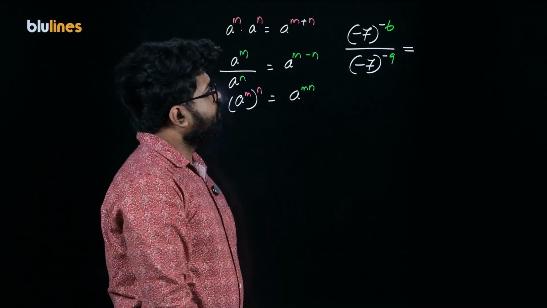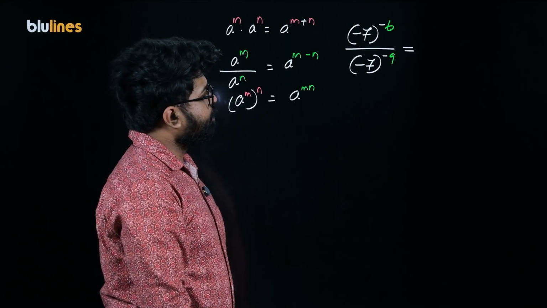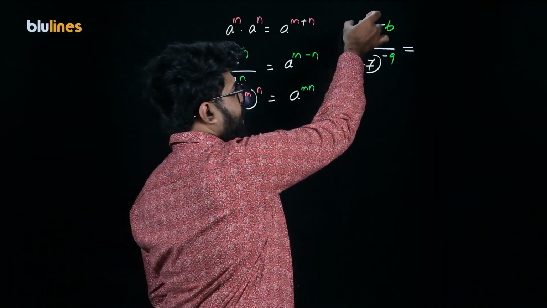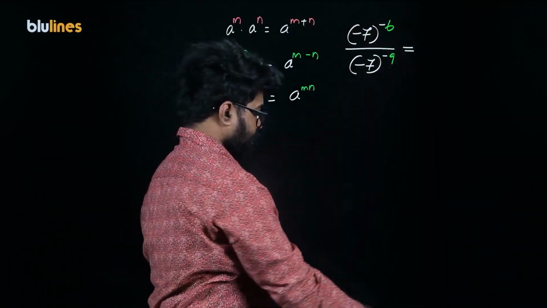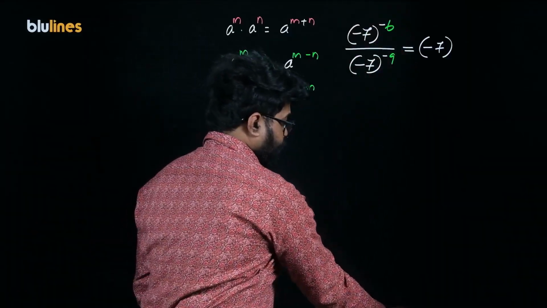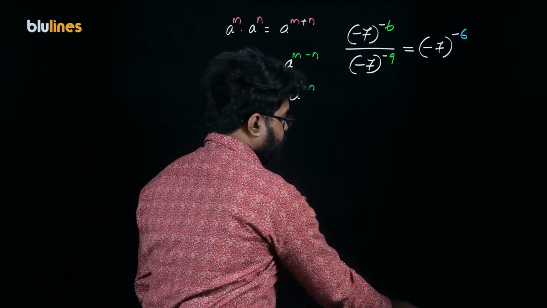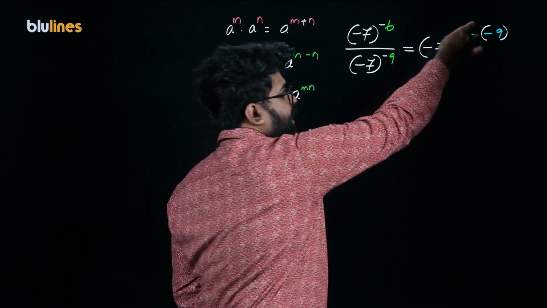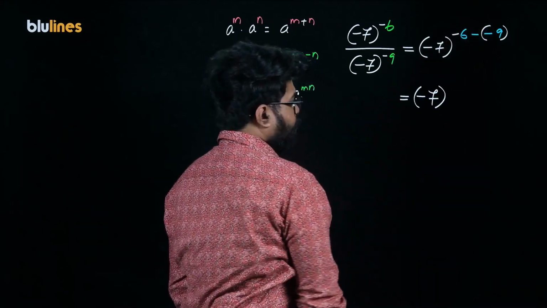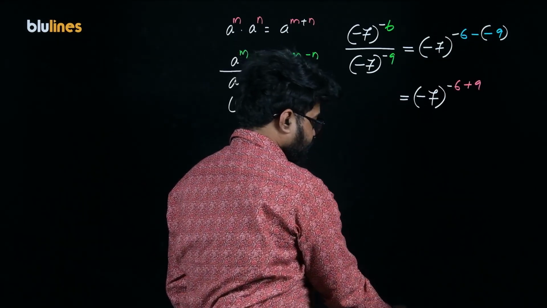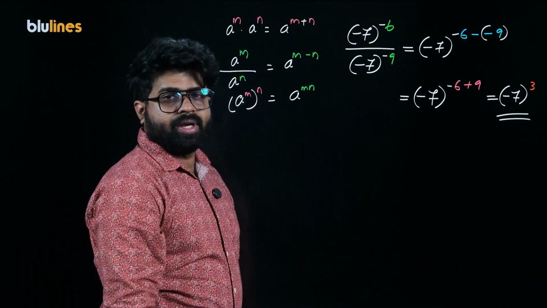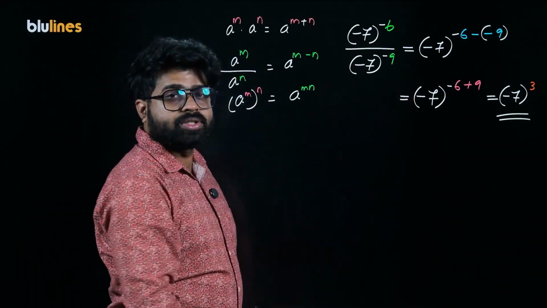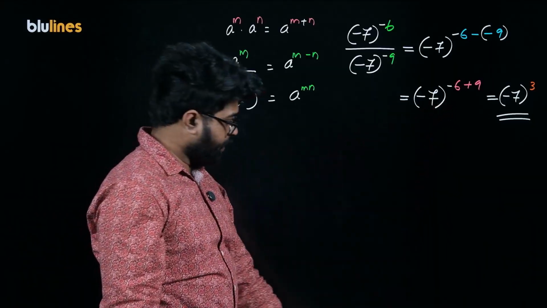Next one, what is the value of (-7) raised to minus 6 divided by (-7) raised to minus 9? So this is also of the form a raised to m upon a raised to n. So this is equal to a raised to m, m is minus 6 minus 9. Now what is negative of negative? It is positive. So this is equal to (-7) raised to negative 6 plus 9, which is equal to (-7) raised to the power of positive 3, which is (-7) raised to 3.